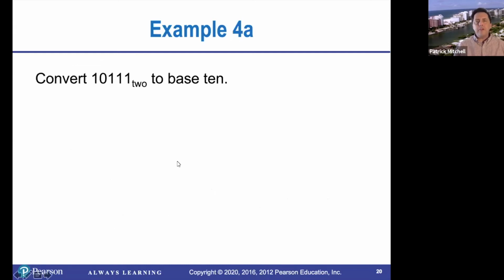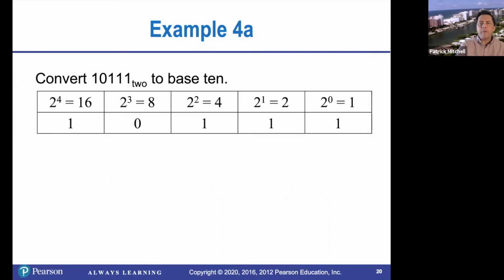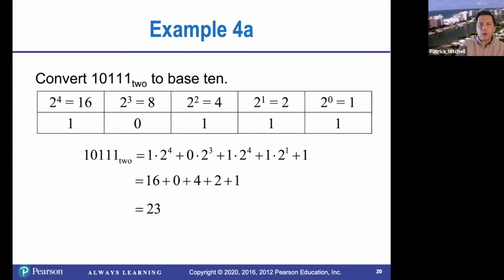Okay, so very similar to the last example, if we wanted to convert 10111 to base 10, remember now we are in base 2, so our place values are 1, 2, 4, 8, 16, which are powers of 2. And when I put my numerals underneath those place values, I get 1 times 2 to the 4th plus 0 times 2 to the 3rd plus 1 times 2 squared plus 1 times 2 to the 1st plus 1, which comes out to 23.